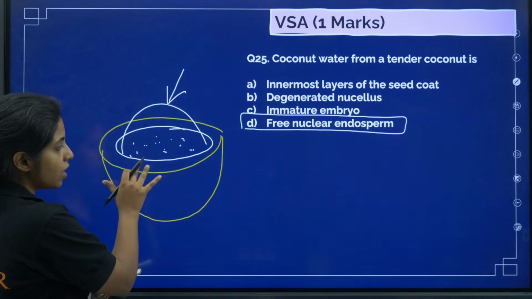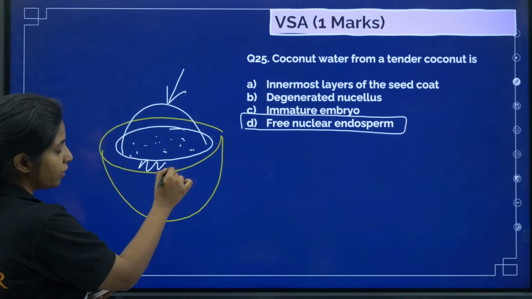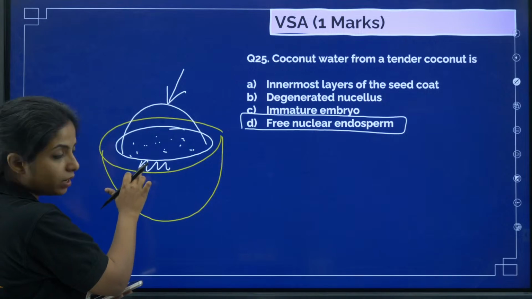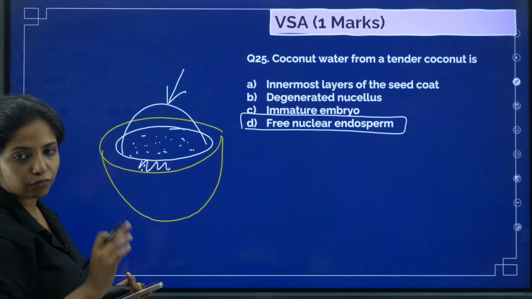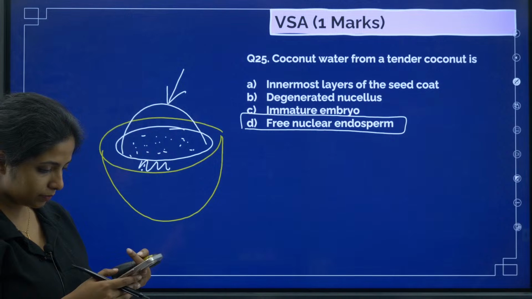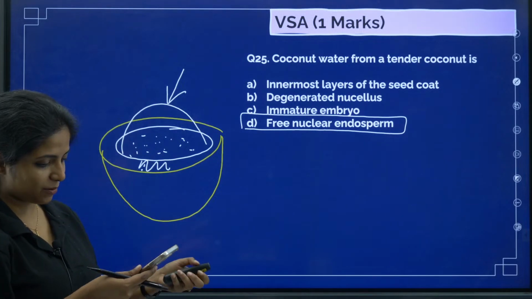Okay, this is not the free one. This is also endosperm, but this is not the free one. This watery thing that you see is the free nuclear endosperm. Okay, lock option D. Yes, I'm locking option D.